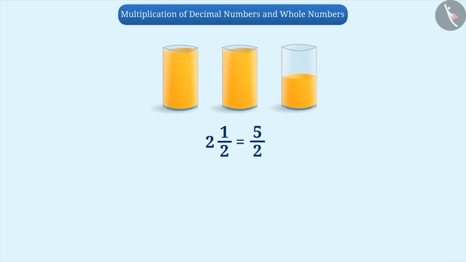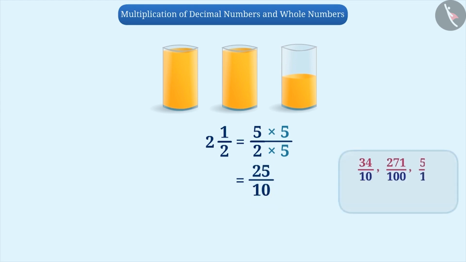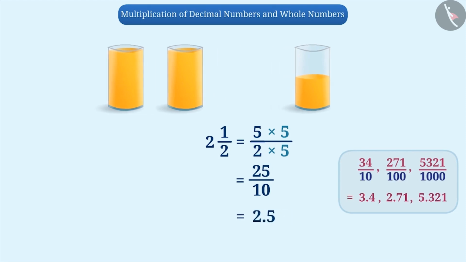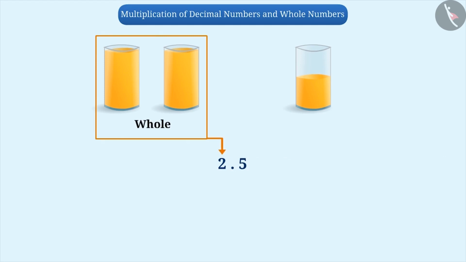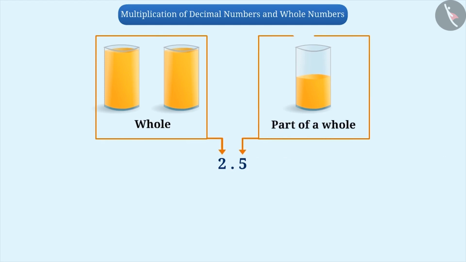If we multiply both the numerator 5 and denominator 2 by 5, we will get this fraction whose denominator will be 10. If the denominator of a fraction is numbers like 10, 100, 1000, then we can represent it in its decimal form, in which whole number is represented on the left of the decimal point and part of the whole is represented on the right of the decimal point. Number represented with decimal point is called decimal number.